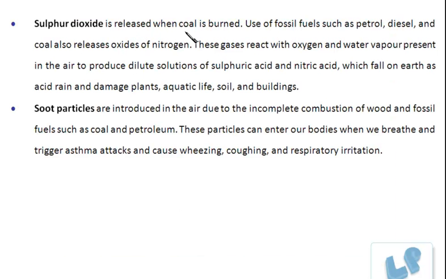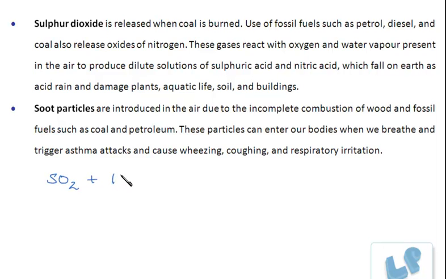Sulfur dioxide is released when coal is burnt. Use of fossil fuels such as petrol, diesel and coal also releases oxides of nitrogen. These gases react with oxygen and water vapor present in the air to produce dilute solutions of sulfuric acid and nitric acid, which fall on earth as acid rain and damage plants, aquatic life, soil and buildings. Sulfur dioxide, which is produced by burning coal, reacts with water at the time of rainfall and forms sulfuric acid.